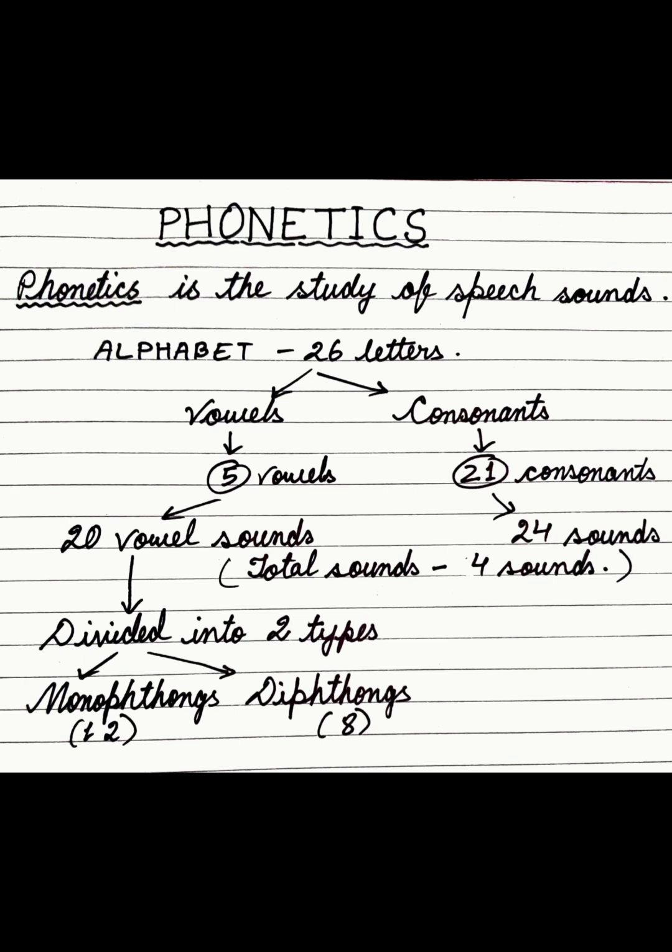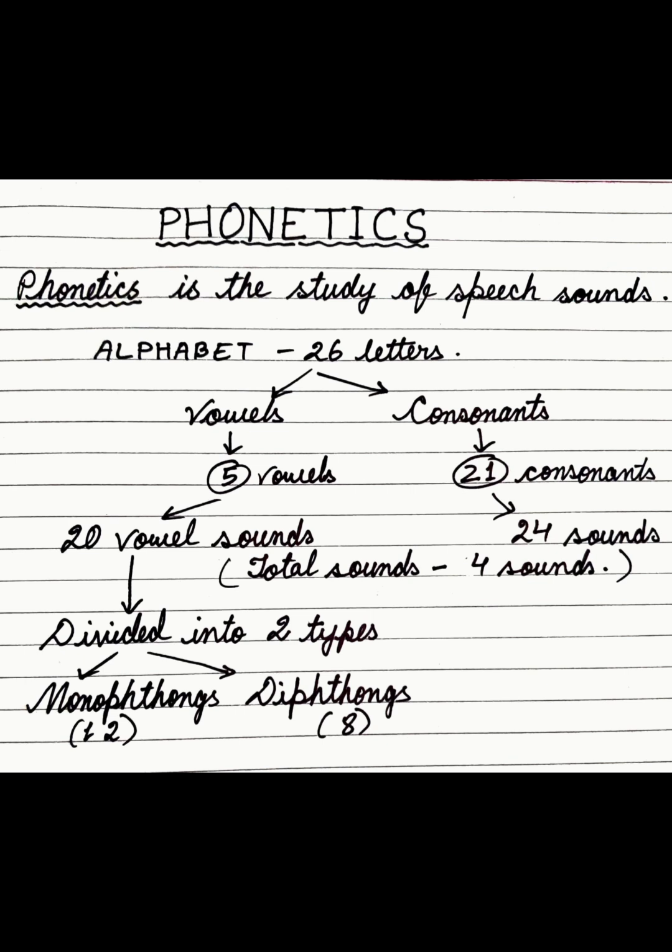So now let's calculate the total number of sounds. We have 20 vowel sounds and 24 consonant sounds. So, 20 plus 24 is equal to how many sounds? 44 sounds. 20 plus 24 is equal to 44 sounds. Therefore, this is the main idea of our entire chart. So, therefore, there are 44 basic speech sounds.